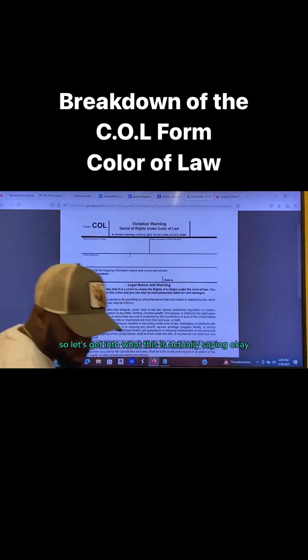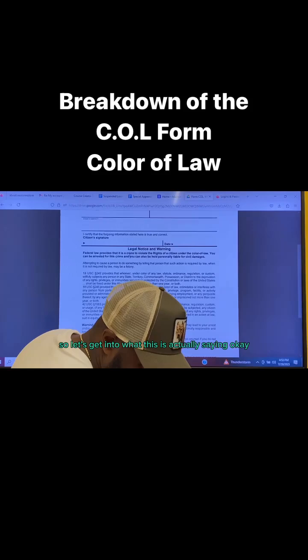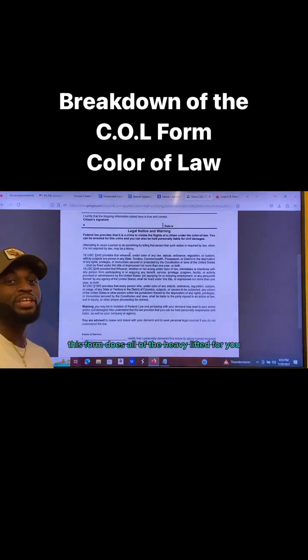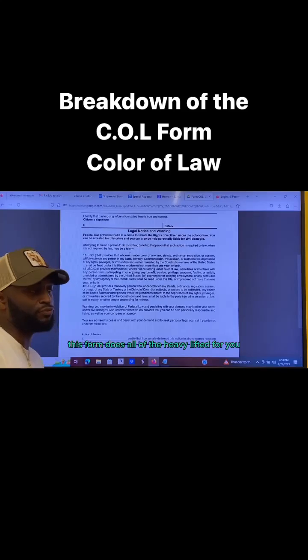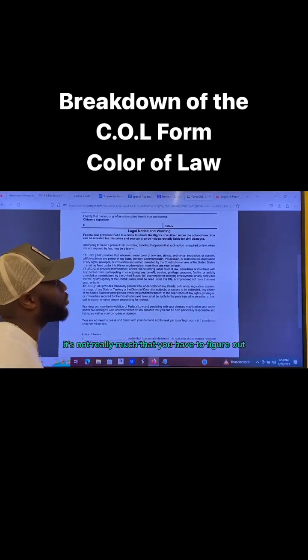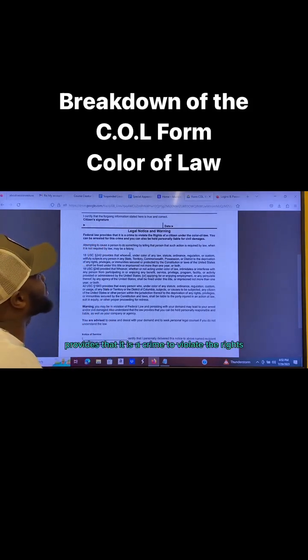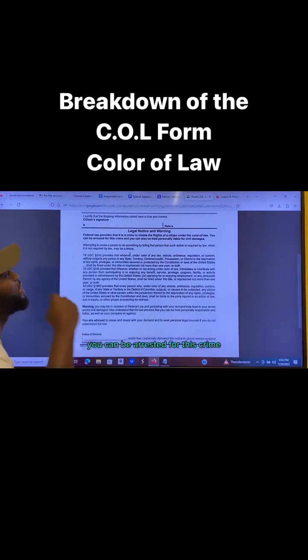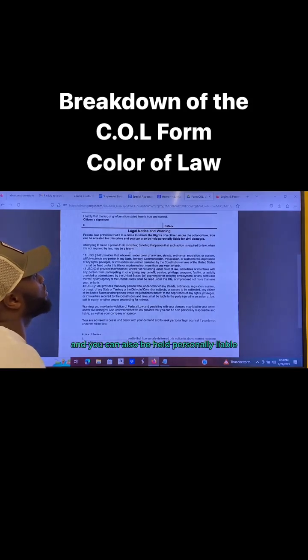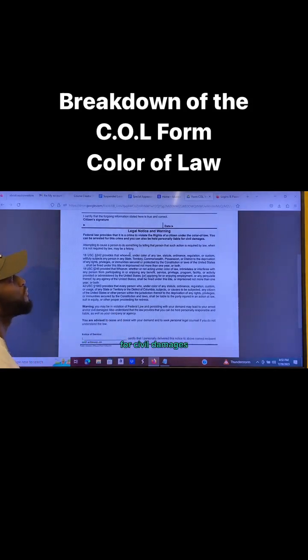So let's get into what this is actually saying, okay? This form is powerful. This form does all of the heavy lifting for you. It's not really much that you have to figure out. It does everything. So federal law provides that it is a crime to violate the rights of a citizen under the color of law. You can be arrested for this crime, and you can also be held personally liable for civil damages. Attempting to cause a person to do something by telling that person that such action is required by law when it is not required by law may be a felony.